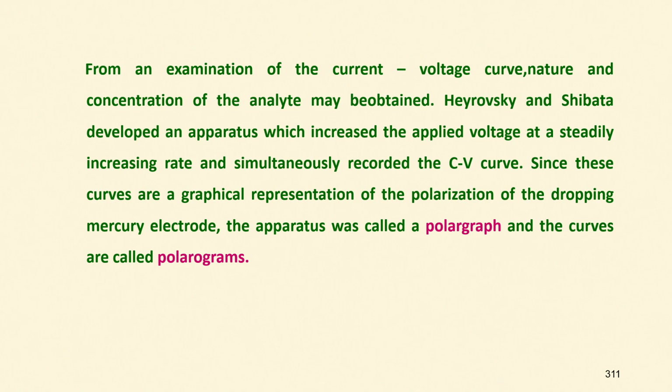Then there were two Russian scientists, Heyrovsky and Shikata. They developed an apparatus which increased the applied voltage at a steadily increasing rate and simultaneously recorded the current-voltage curve. Since these curves are a graphical representation of the polarization of the dropping mercury electrode, the apparatus was called a Polarograph, and the curves are called polarograms.